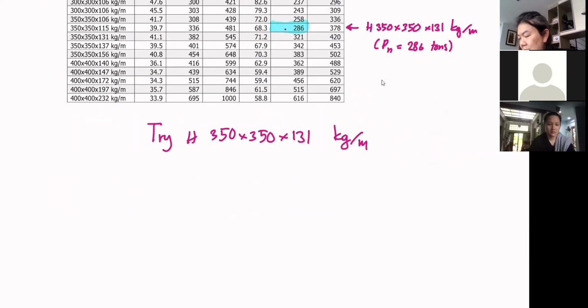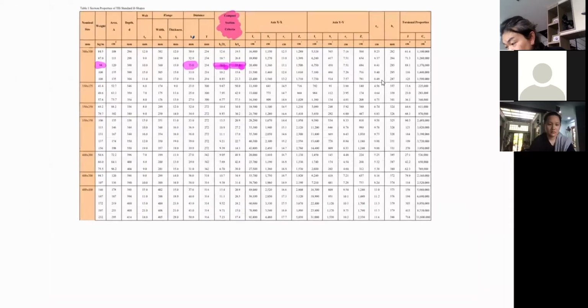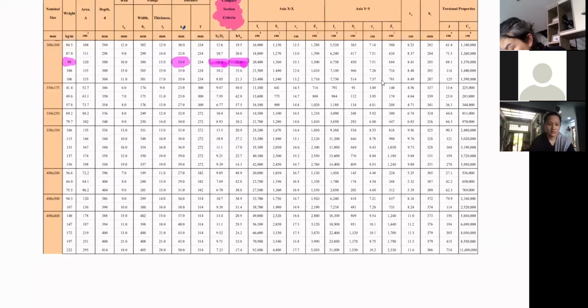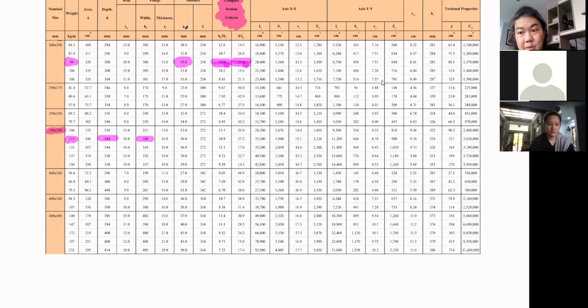Okay. So now once you have picked your section, you just go to the table and pick the relevant information. That's all. So it's going to be this one. 350 by 350, that's the nominal size, and then 115, right? Notice that the depth is not 350 anymore. The width is not 350 anymore. So when you calculate the ratio, you have to be careful, okay? But again, we have the numbers here.